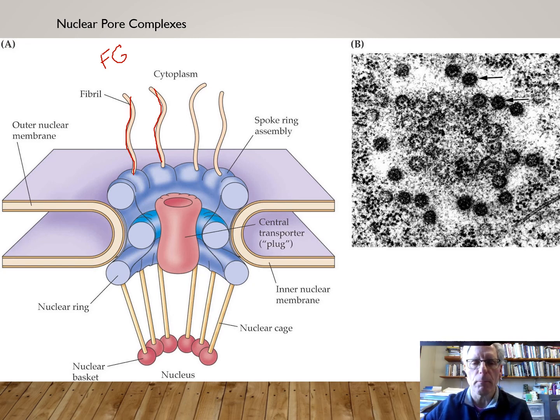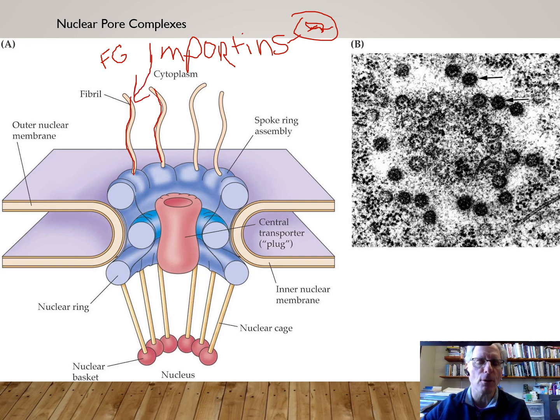Proteins that mediate import into the nucleus are called importins. As you might guess, importins are important. And importins bind their cargo. Here's their cargo, whatever it is. And they're able to bind to the fibrils. And that allows them essentially to get the cargo into the nucleus. Then there are proteins inside the nucleus called exportins.